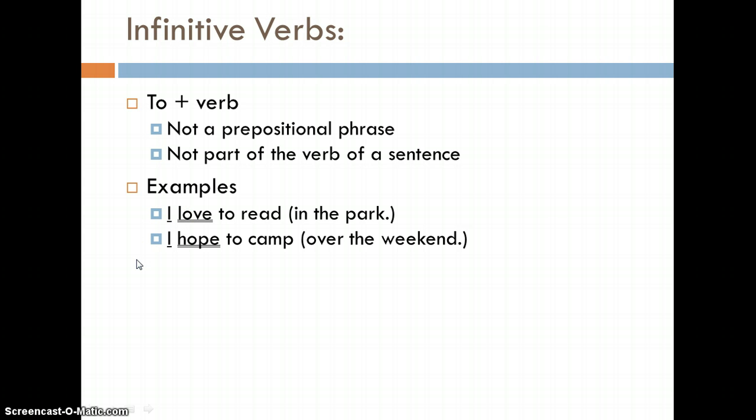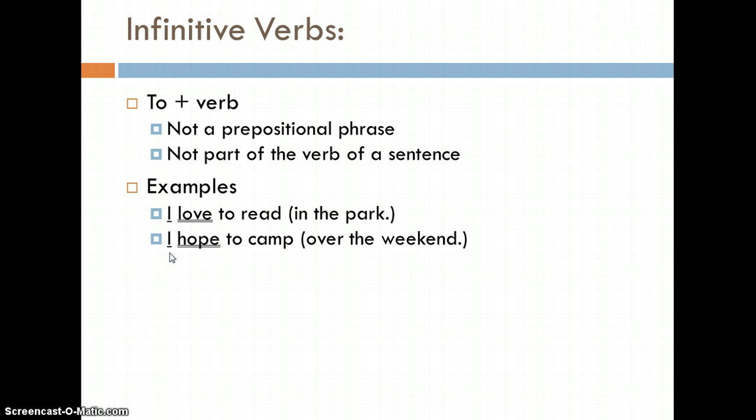In the next example, again, we want to start by identifying prepositional phrases if there are any. And in this case, there is one. Over is a preposition, so we ask over what? Over the weekend. So that is our prepositional phrase. And then we want to look for the verb. To camp, because we have to plus a verb, we know it's an infinitive, so we just simply ignore it. And then we find that we only have two words left. I hope. Hope is our action, so that is our verb. And then we ask, who hopes? Who is the person doing that action? I am. So I is the subject of the sentence.